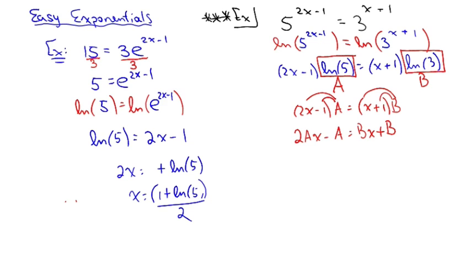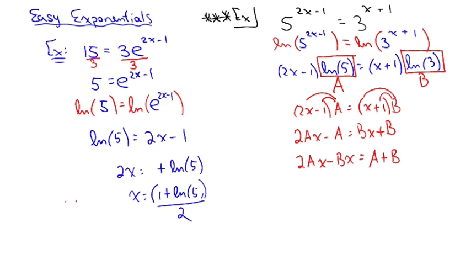So my first thing would be move Bx over. Now if I move Bx over, I'm definitely going to move the A. If I move the 2Ax, then I'd move the B. That's just how I roll. I move the x's first and the numbers second. So if I move the A and the Bx, I'm going to get 2Ax, subtract the Bx across, add the A across, and you get that.